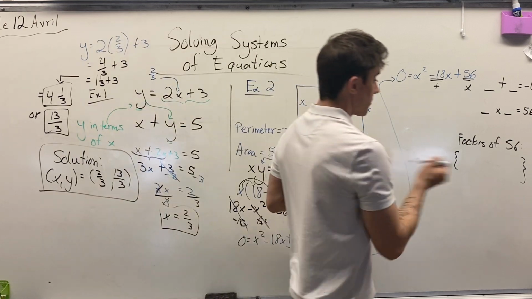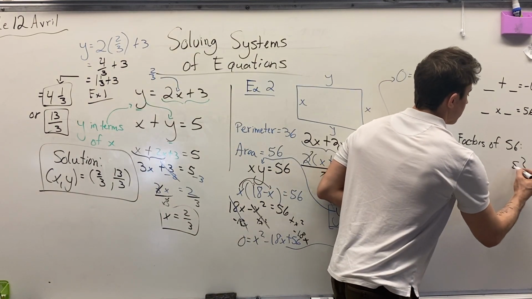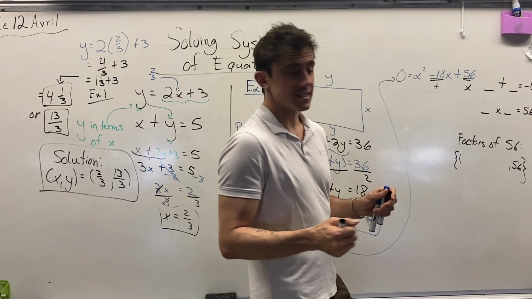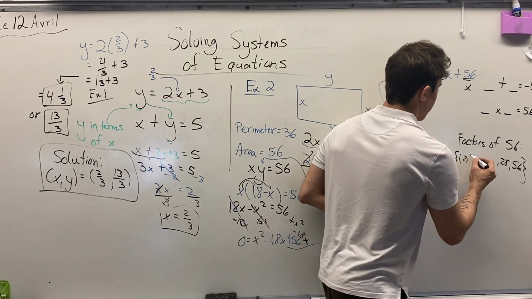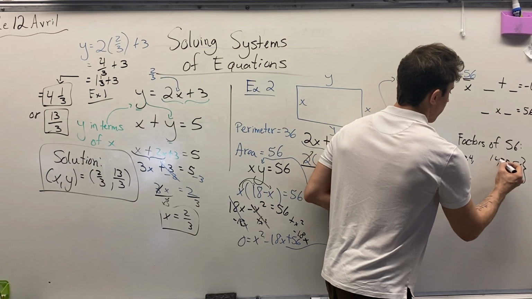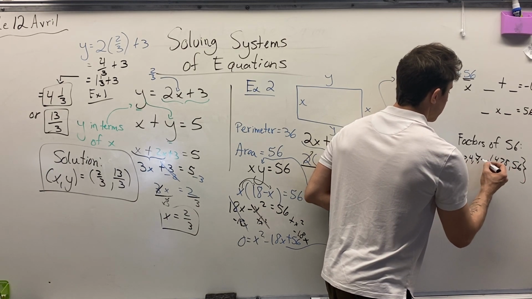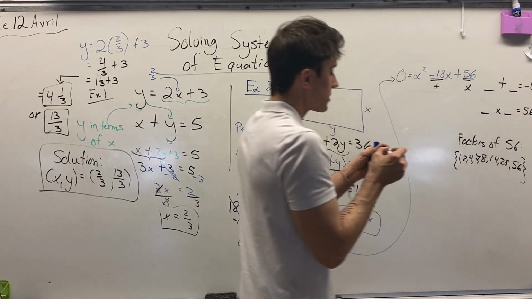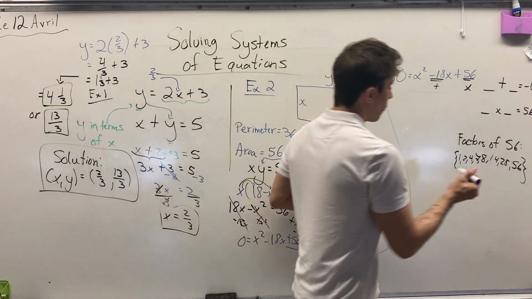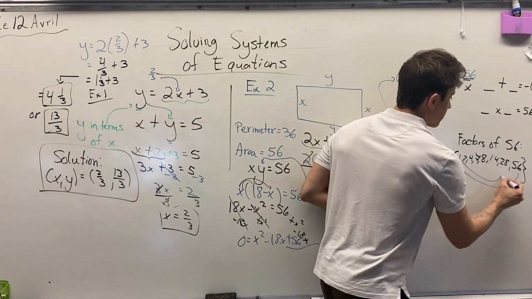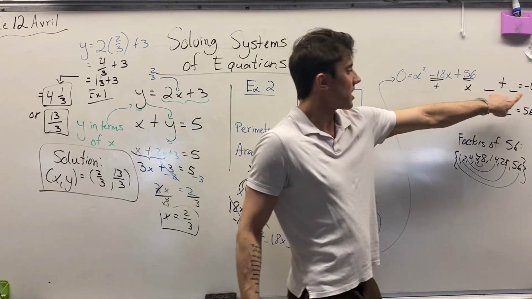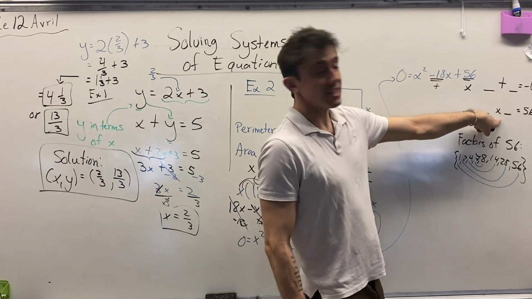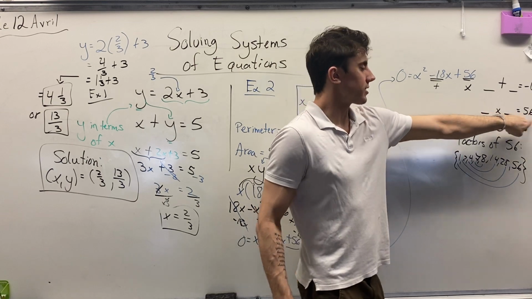And so what are the factors of 56? Well, we have 1 and 56, then we have 2 and 28, then we have 4 and 14, and finally we have 7 and 8. And so now we have to think to ourselves, which of these pairs of factors add to a sum of negative 18 and simultaneously multiply for a product of 56.